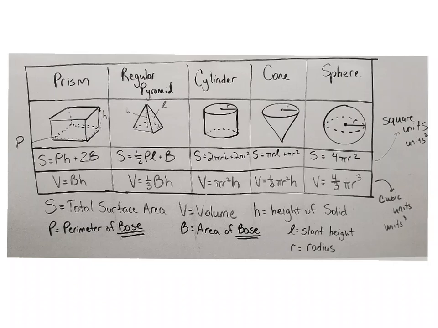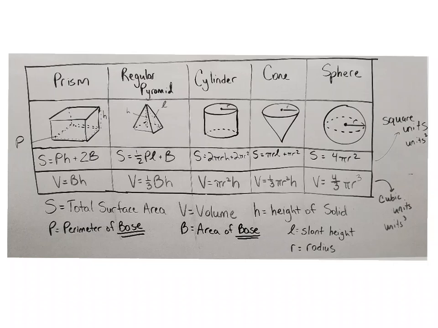For example, you have to have the correct units. So if you're doing volume, it's in cubic units. If you're doing area, surface area, it's in square units. All right. Remember, the idea is you have to figure out which shape is which.